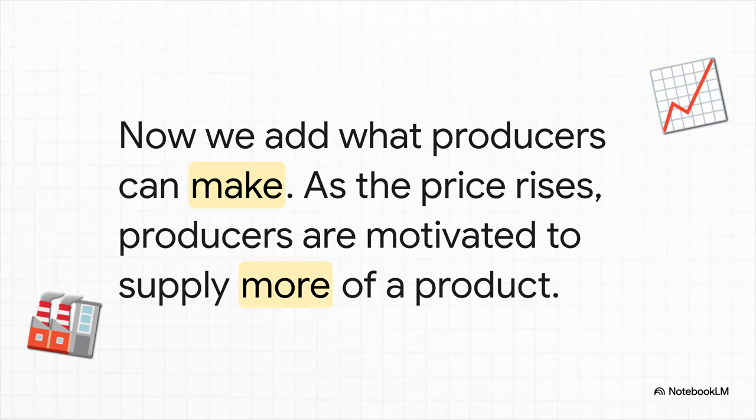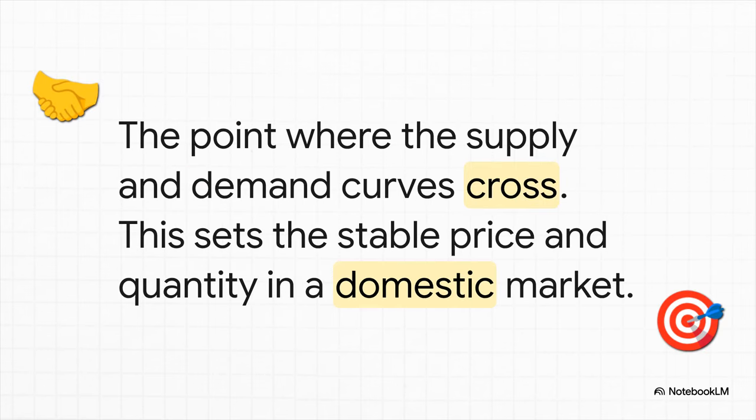This is the supply curve, and it slopes upward. And the logic here is just as easy to grasp. If you can sell your product for a higher price, well, you're going to be way more motivated to make more of it, right? So a higher price means a higher supply. And here's where the magic happens. That exact spot where the supply and demand curves intersect, that is our equilibrium. This point right here sets the stable price and the stable quantity for a product in its home market.